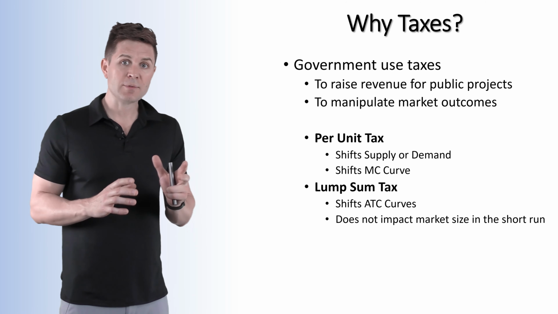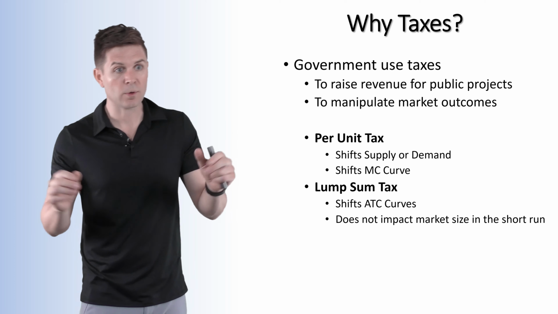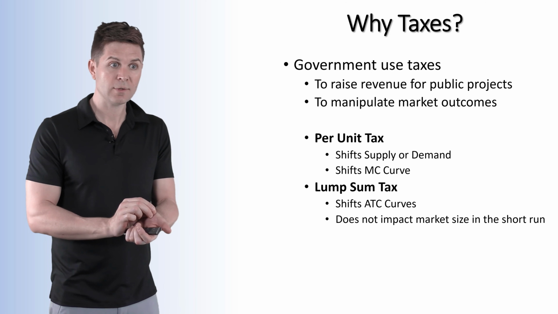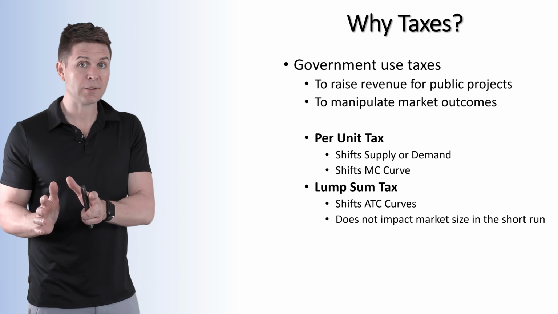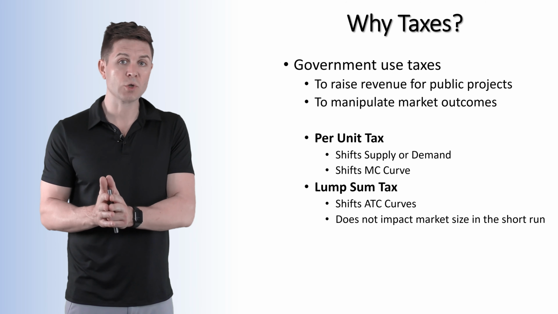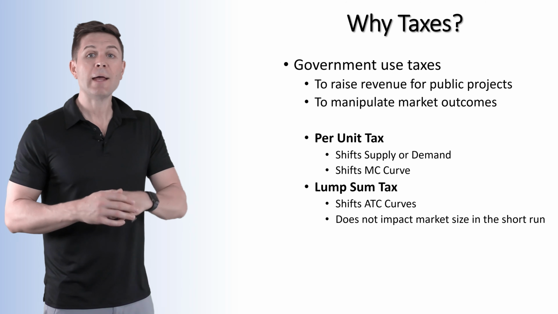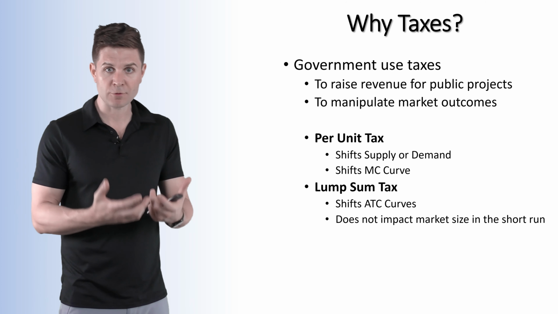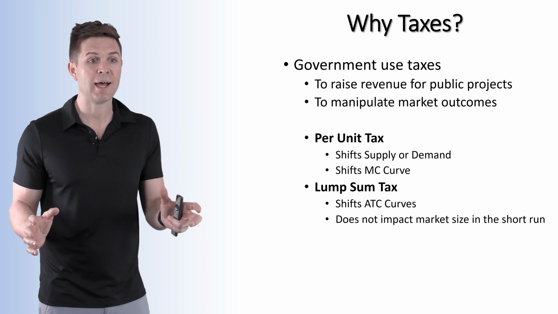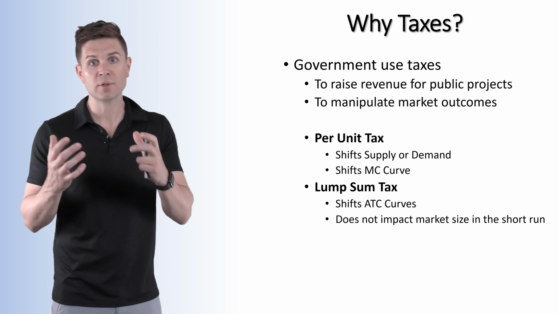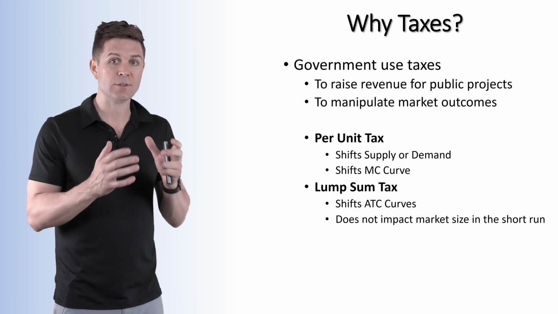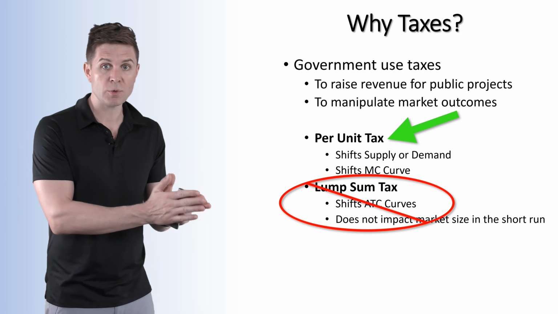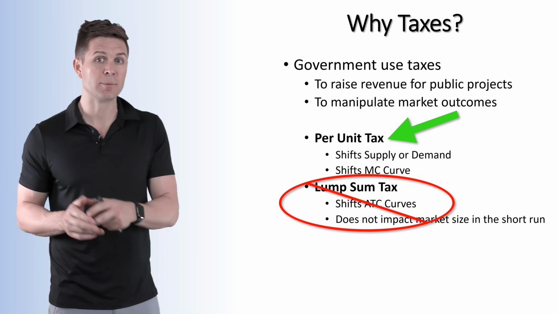So we have two different types of taxes that we're going to be looking at in this unit. Well, two different categories. A per unit tax, which is each item is going to be taxed at this particular rate, and this will shift the supply, or in some cases the demand curve, or it'll shift the marginal cost curve as we see in Unit 3. And then there are lump sum taxes. These will not shift the marginal cost curve. This will shift the average total cost curves, and it doesn't impact the market size in the short run. It's only going to impact profit, loss, different points of shutdown in the short run. So in this particular video, in this particular unit, we are looking at per unit taxes, not lump sum taxes. Lump sum taxes will come into play in Unit 3.